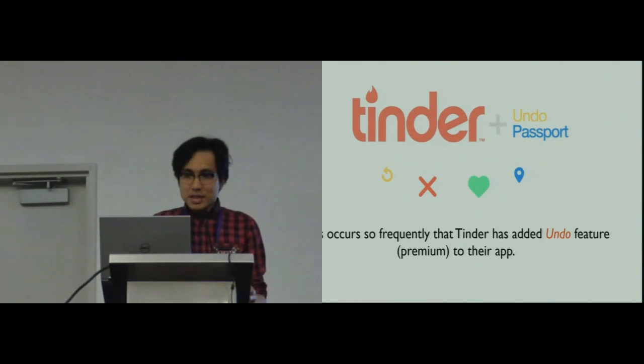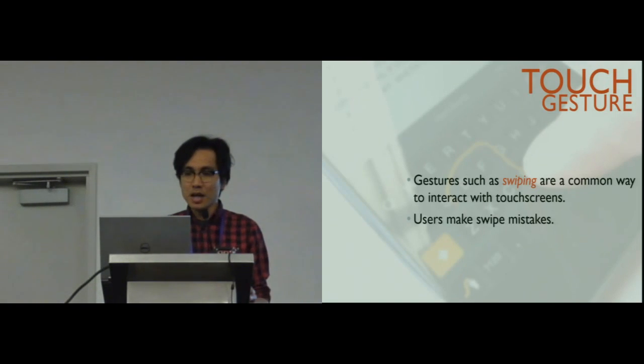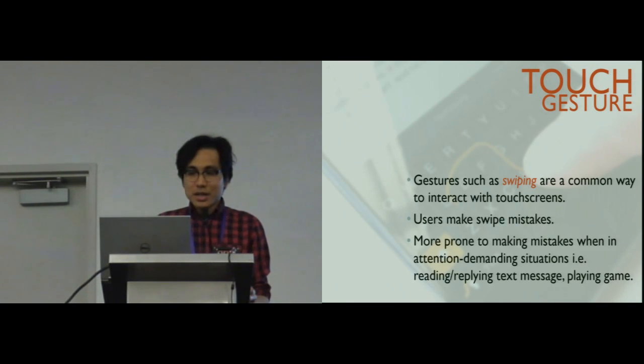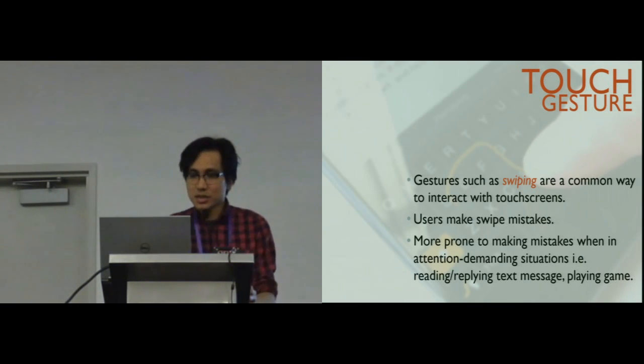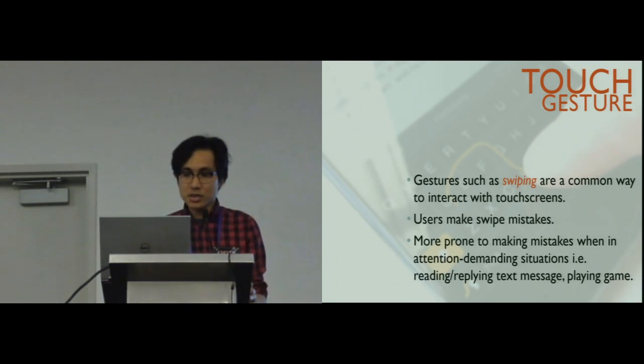People at Tinder acknowledge this and have come up with Tinder Plus, which has a premium feature to allow users to undo their swipe in the event of a mistake. Swiping is a common touch gesture to interact with touchscreens. Despite its simplicity, users still make swipe mistakes. Users are likely to make swipe mistakes when they are in attention-demanding situations such as reading or replying to a text message, or when they are playing a game on a mobile device.